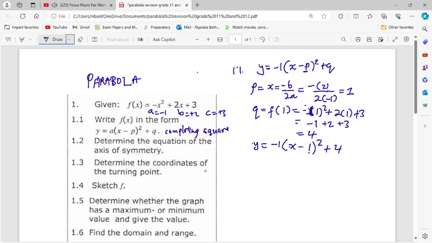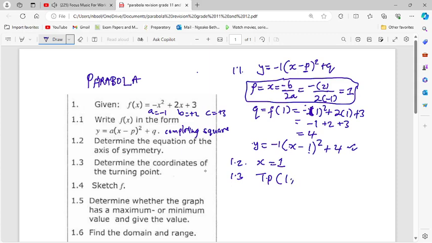Now number 2, they say determine the equation of the axis of symmetry, 1.2. Now we simply know that the axis of symmetry is also this part here. That's why they just ask to determine the equation of the axis of symmetry. So simply x equals 1, or you can write the formula and substitute them. 1.3. Determine the coordinates of the turning point. So by looking at this, we can see that the turning point has the coordinates 1 and 4.